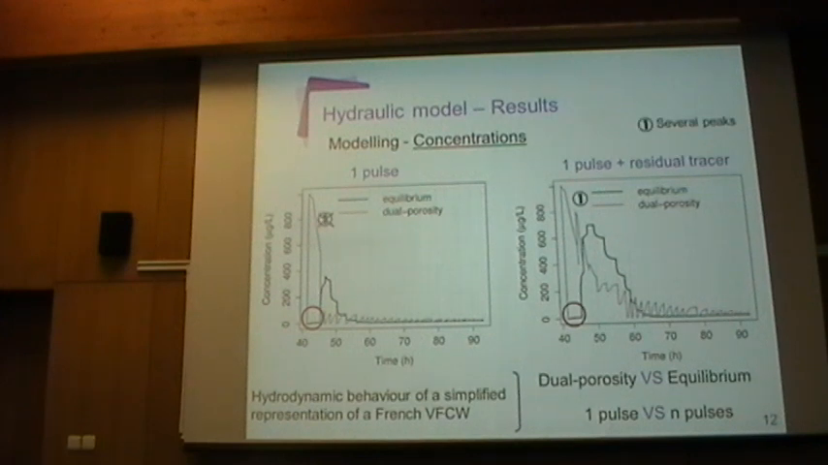Moreover, with several pulses, we observed several peaks, and finally, the shape inversion cannot be observed with the equilibrium model, but it is possible to reproduce this tendency with the dual porosity model. So, in order to simulate the hydrodynamic behavior of a simplified representation of a French vertical flow constructed wetland, we have to use a dual porosity model and to apply several pulses.